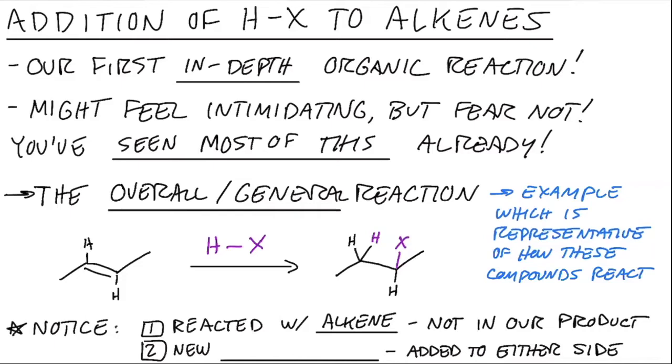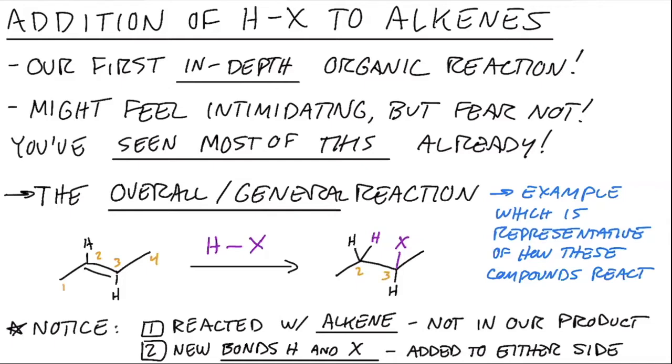The other thing that you should notice is that we've made some new bonds, right? So these new bonds that we've formed are to a hydrogen and whatever X is, that halogen X. And they've been added to either side of our alkene. If we were to give this some numbers, as you know I love to do, we could say this is a 2,3 alkene, right? Because it's happening there between carbons 2 and 3. And then at carbons 2 and 3, we added a hydrogen to one and a halogen to the other.